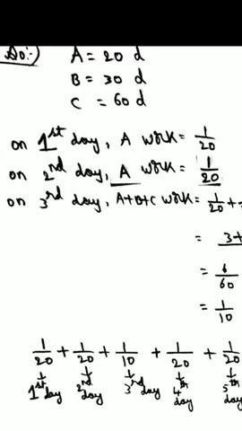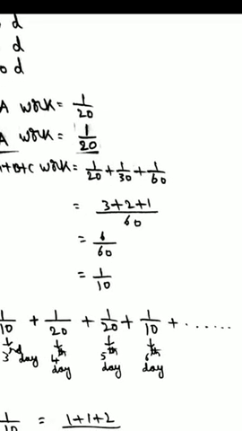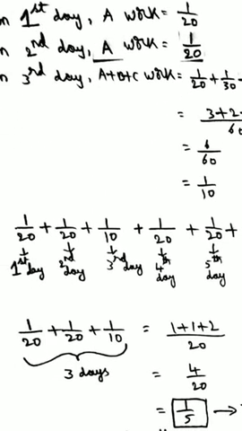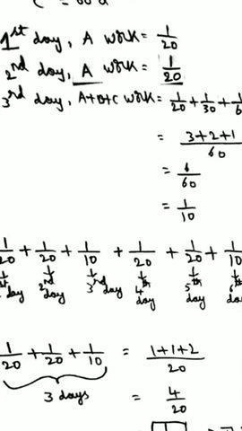First of all, A equals 20 days, B equals 30 days and C equals 60 days. As per the question, on the first day, A worked 1 by 20 of the work. On the second day, A works 1 by 20. Whereas on the third day, all the three work together. So A plus B plus C work equals 1 by 20 plus 1 by 30 plus 1 by 60. On simplification, we get 6 by 60, and that equals 1 by 10. It means if all the three work together, the 1 day work will be 1 by 10.